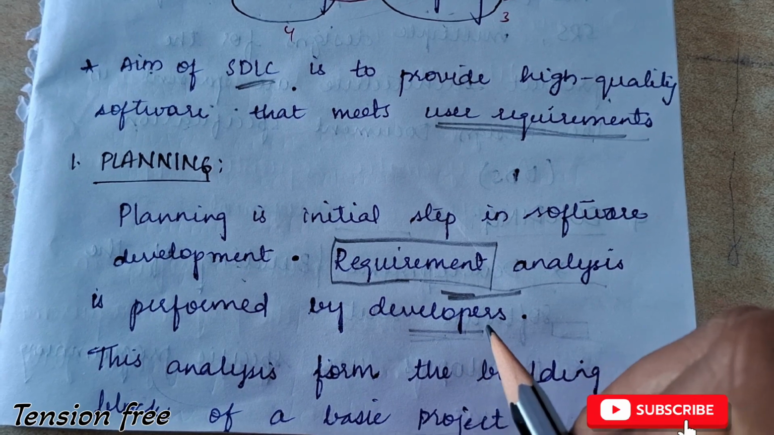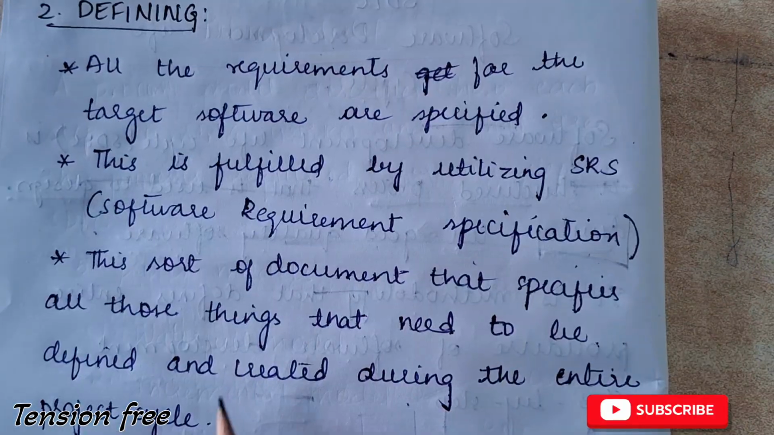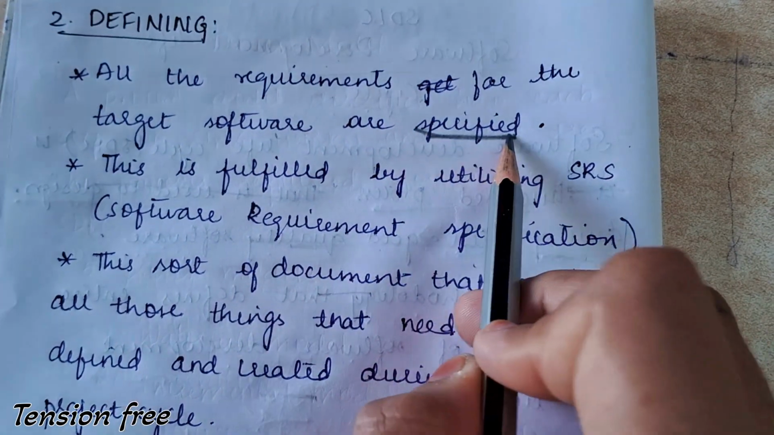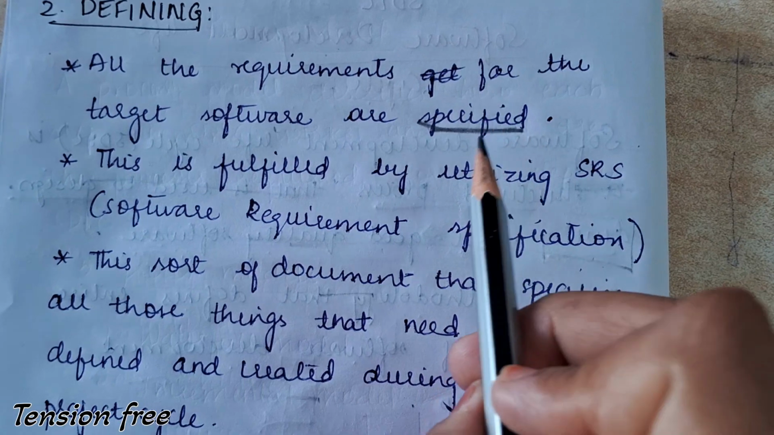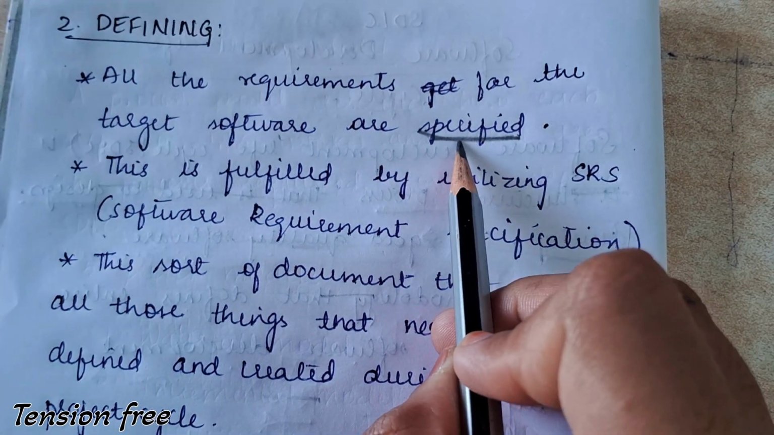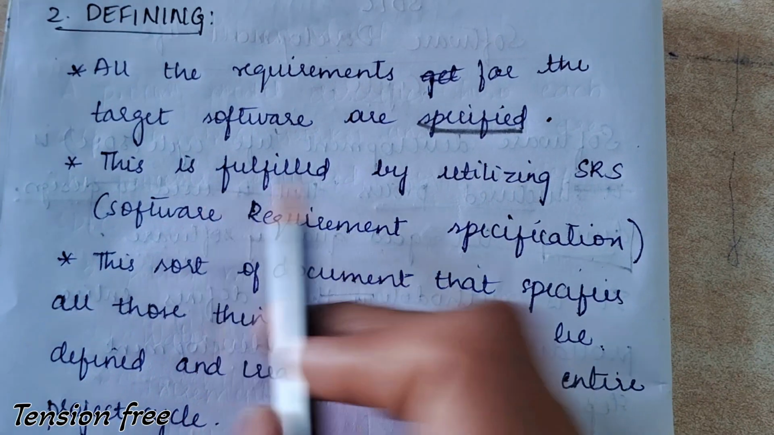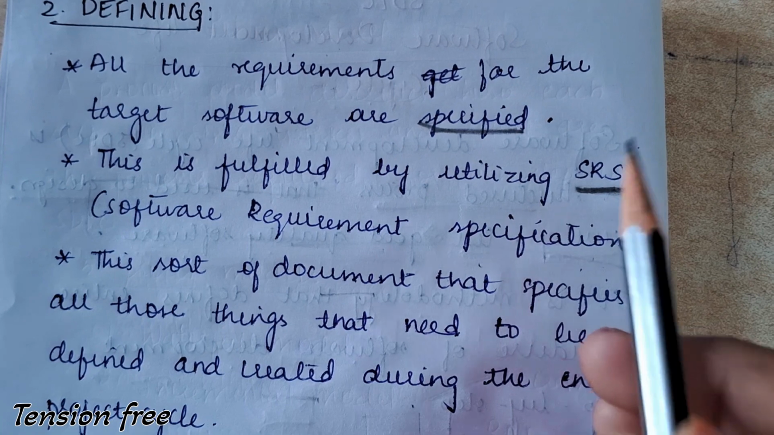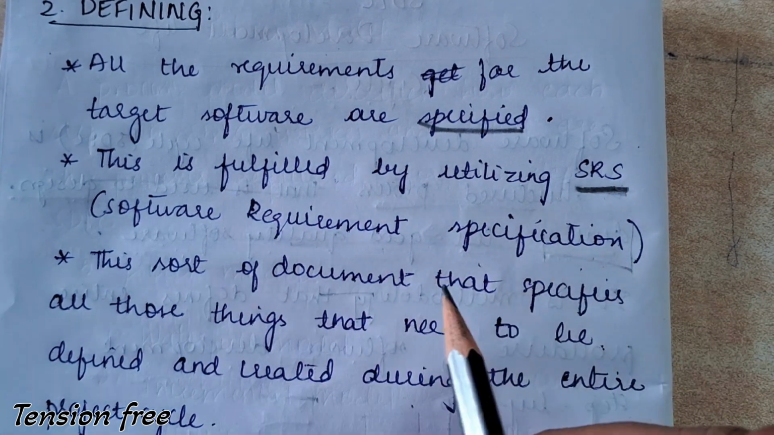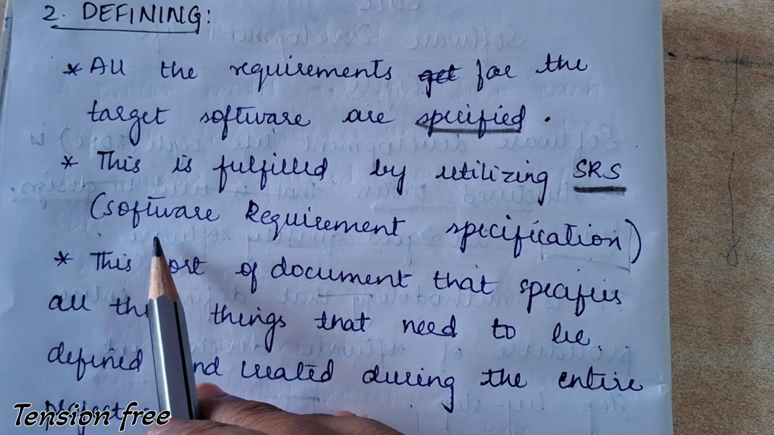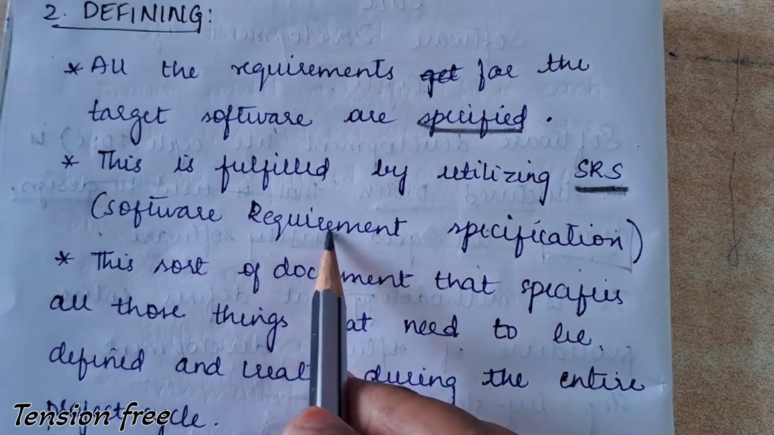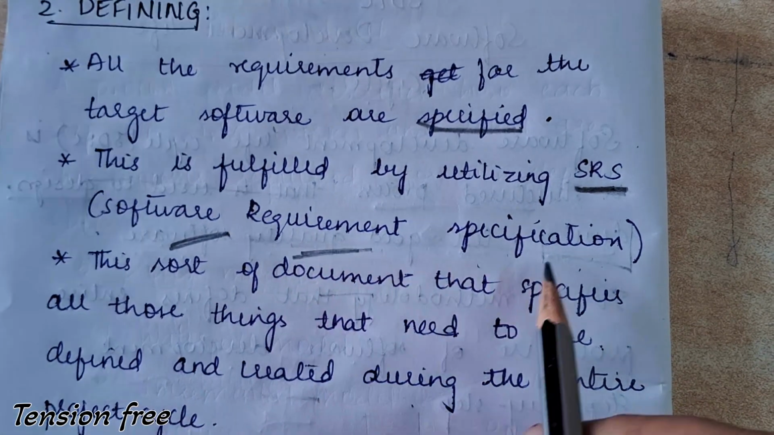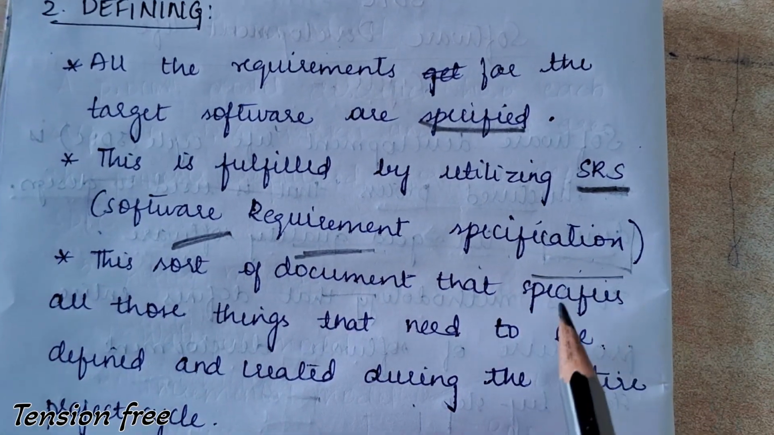The next stage is the defining stage. In this stage, all the requirements for the target software are specified. The requirements will be specified here, so you can even write it as SRS. If you remember this key point, you can easily understand this stage. SRS stands for Software Requirement Specification. So to develop software, requirements will be specified in this defining stage.